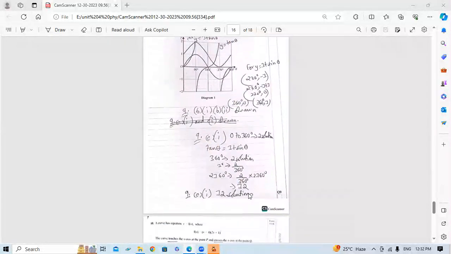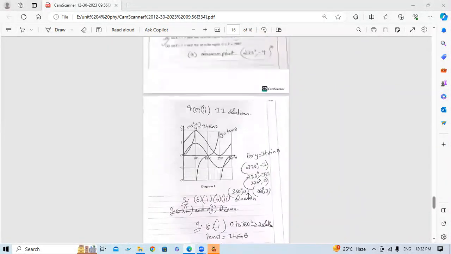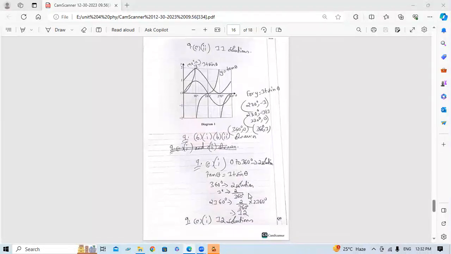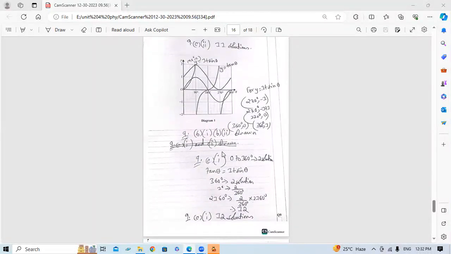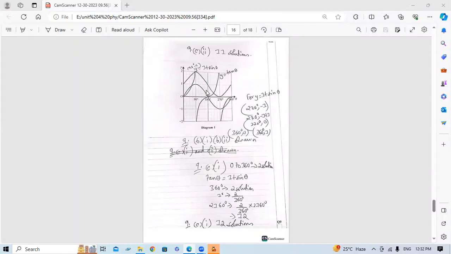9B. Okay. B1 and B2 both are drawn into this figure.